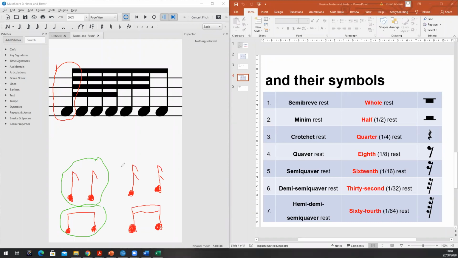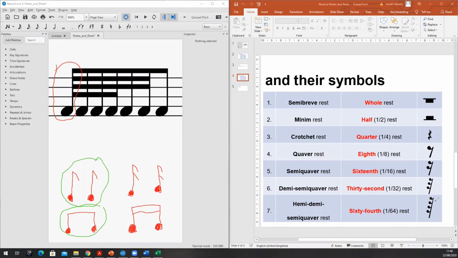A demi-semiquaver. No, that's not correct. Try again. Hemi-demi-semiquaver. Thank you. Yes, it's a hemi-demi-semiquaver. Why? Because it's got 4 beams, or 4 flags, and the note with 4 flags is called the hemi-demi-semiquaver, or the 64th note.